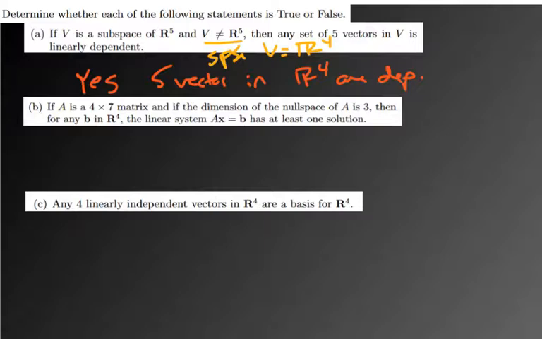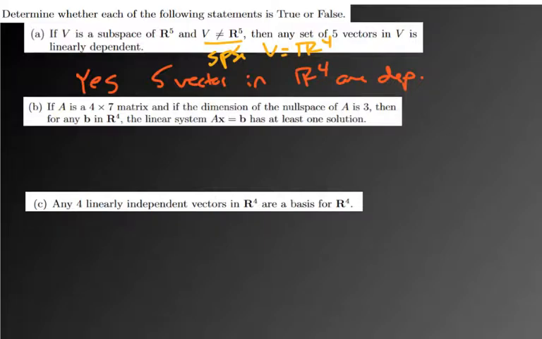Then the second one says, if A is a 4 by 7 matrix, and if the dimension of the null space of A is 3, then for any vector B in R4, the linear system AX equals B has at least one solution.